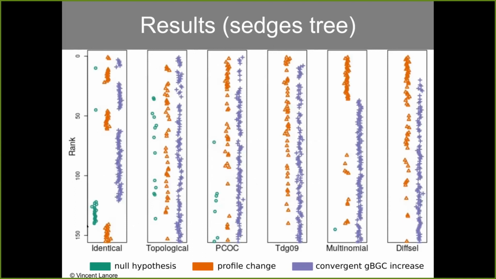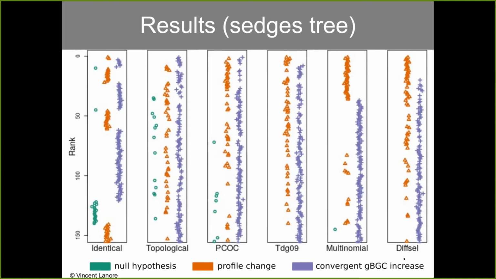So here on the y-axis is the rank of the candidates obtained by different methods: identical, topological, Peacock, TDG09, multinomial, and DiffCell. So at the top, those are the best sites according to the method. And we have three colors. On the left in green, we have the sites that have been simulated without biased gene conversion or without convergent selection. In orange, those are the sites with adaptive convergent evolution. And in purple, those are the sites with a convergent non-adaptive evolution, so convergent biased gene conversion. So what we want is to have the most orange sites at the top.